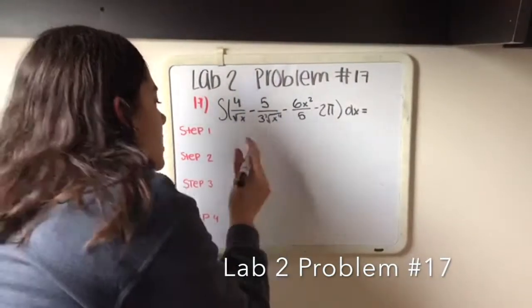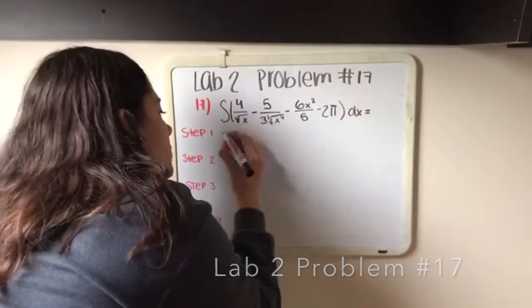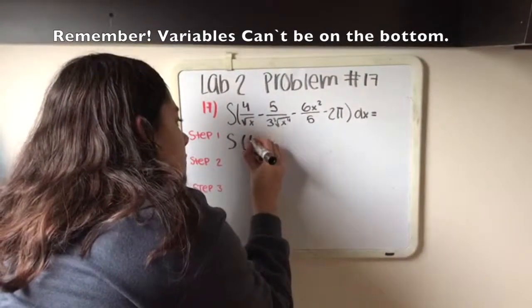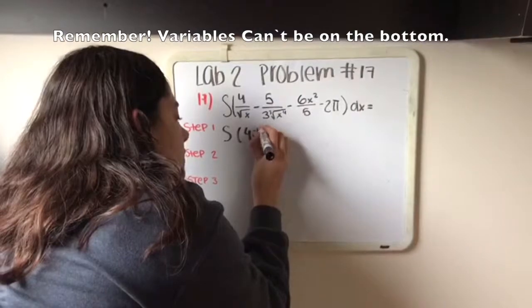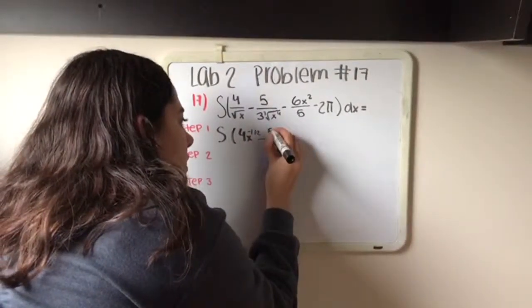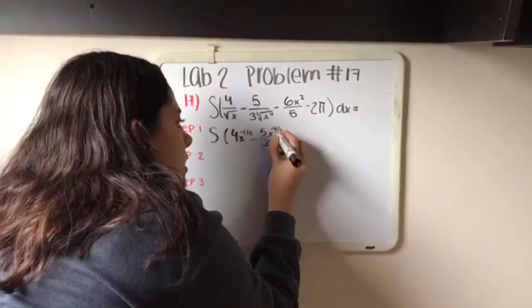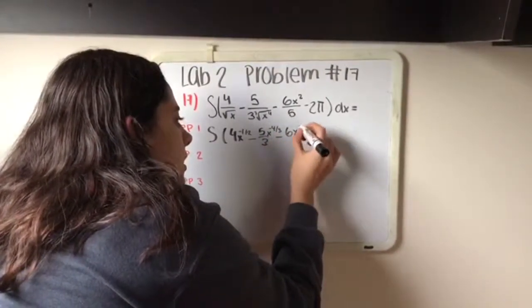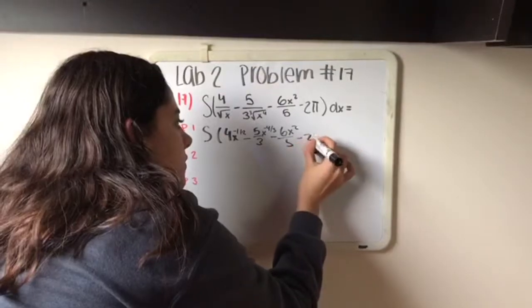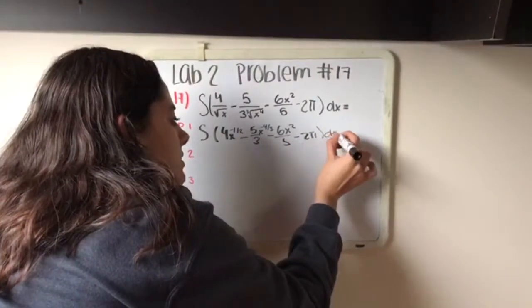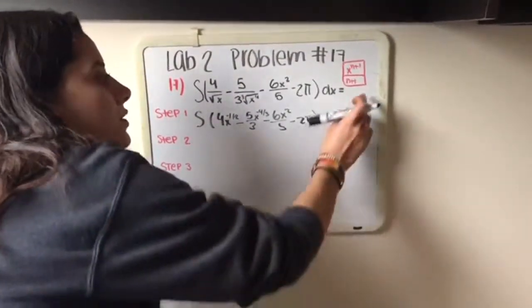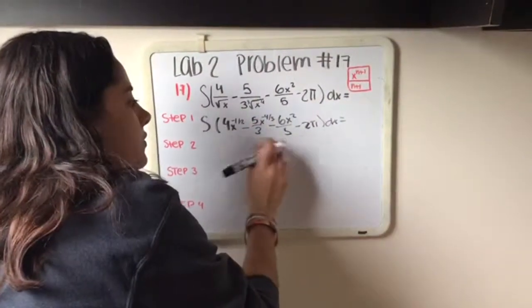Indefinite integral, and to solve it we first rearrange the equation. It is the integral of 4x to the negative 1/2 minus 5/3 x to the negative 4/3 minus 6x squared over 5 minus 2 pi dx. To start antiderivating, we have to use this formula and apply it to every term.